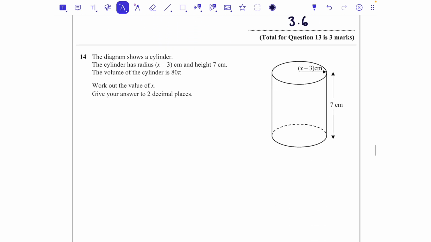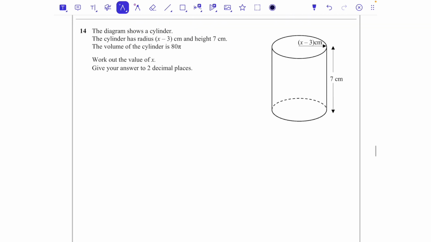Question number 14. The diagram shows a cylinder. The cylinder has a radius of x minus 3 centimetres and a height of 7 centimetres. The volume of the cylinder is 80 pi. Work out the value of x.